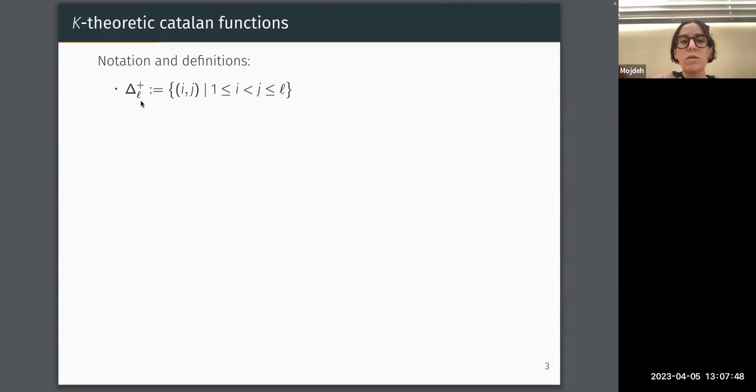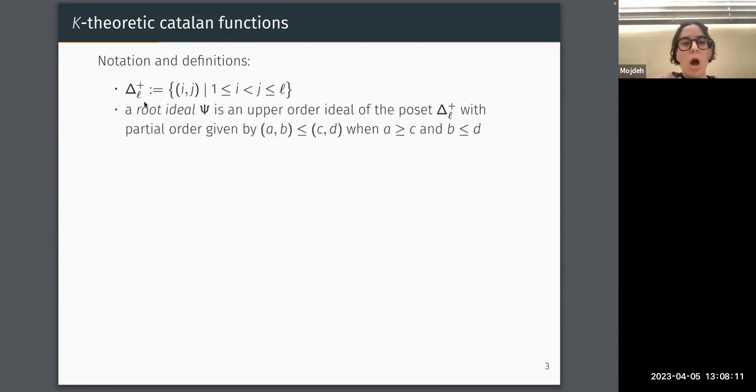And for the rest of this talk, I'm always going to fix some L and some lowercase k. Those will just be two fixed positive integers. Okay, and so fixing this L, delta plus L is just a series of ordered pairs ij, where they lie between 1 and L and i is smaller than j. And we'll see an example of this in a second that'll make this a bit easier.